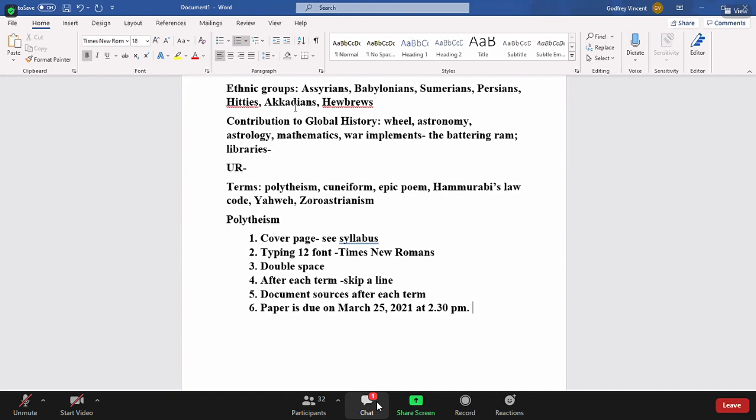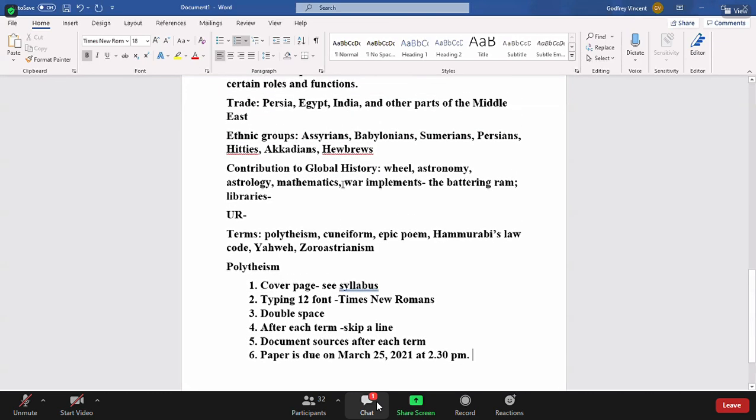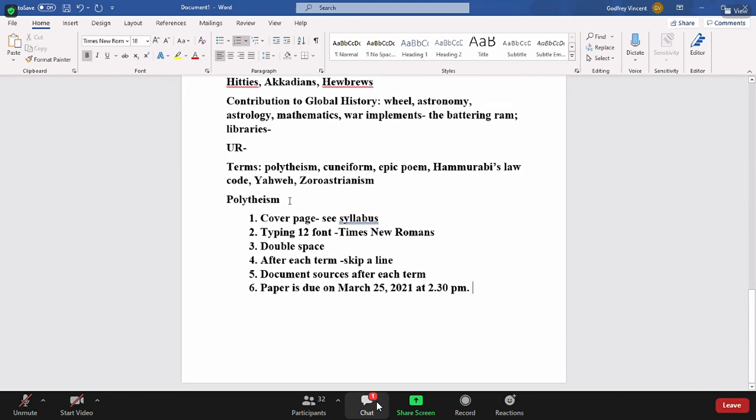Those who are at home, you will email me. The email will tell me what time it came in. It must be in by 2:30. If it comes in at 4 p.m., you will lose points. But we'll talk about this as we go along. So for now, these are some of the instructions. The instructions will be spelled out to you on the assignment. All right, so let's go again.